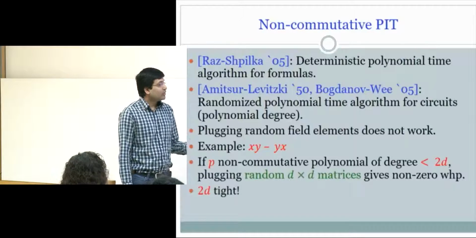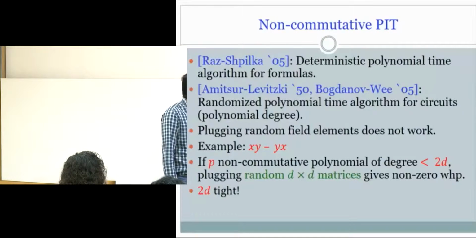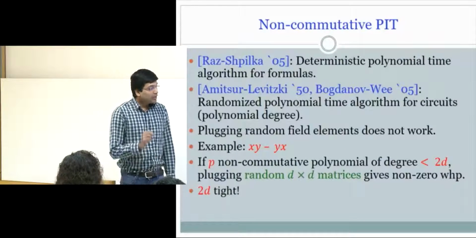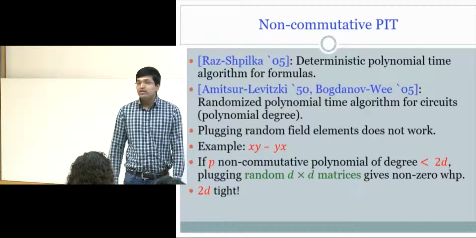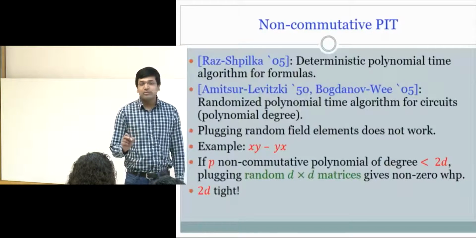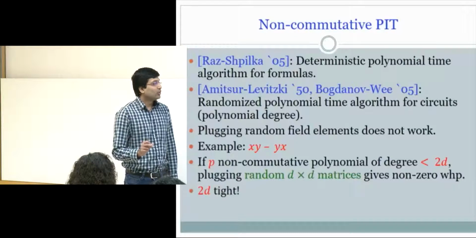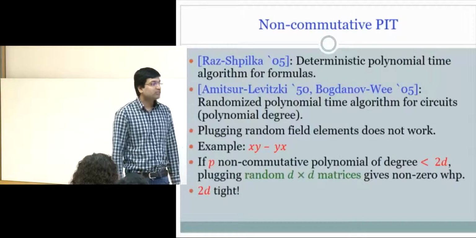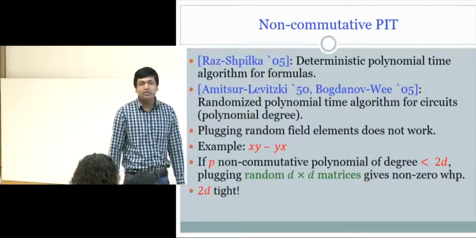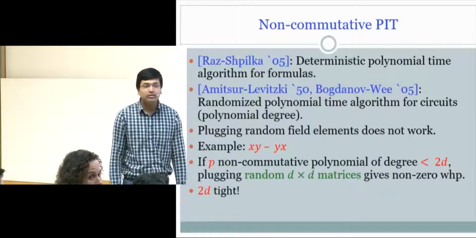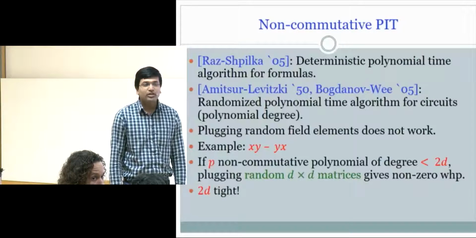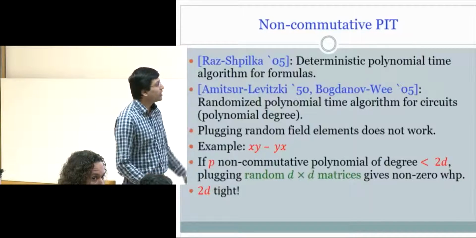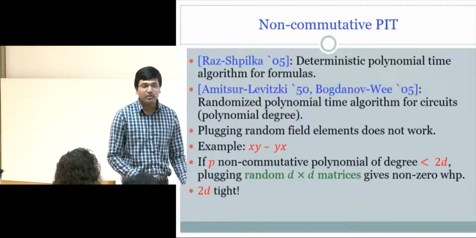It's a theorem due to Amitsur and Levitzki: if P is a non-commutative polynomial of degree less than 2d, then when you plug in random d by d matrices, this gives you a non-zero result with high probability. So if P is a polynomial of degree n, you plug in polynomial-size-dimension matrices, and this gives a randomized polynomial time algorithm. Amitsur and Levitzki wouldn't talk about randomness; you have to combine the Amitsur-Levitzki theorem with Schwarz-Zippel.